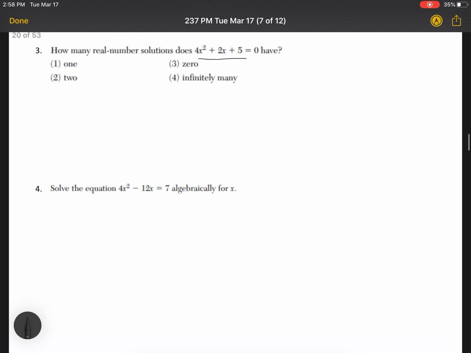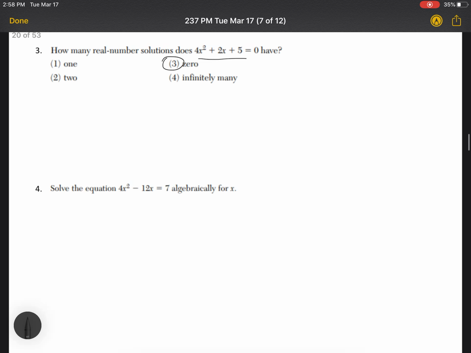If it only crosses once, it only has 1 zero or 1 solution. If it crosses through twice, it has 2 solutions, and so on. So pause the video, type that into your y equals, see how many times it crosses through the x-axis. Hopefully you saw that this does not cross through the x-axis at all, therefore it's not going to have any real solutions or real zeros. Okay, so that answer is choice 3.